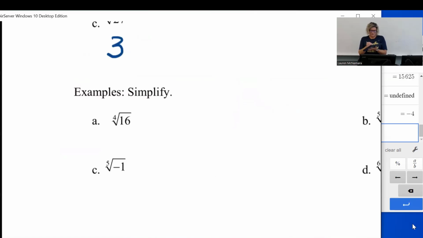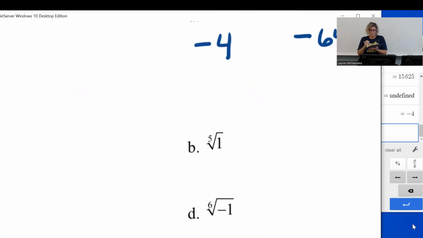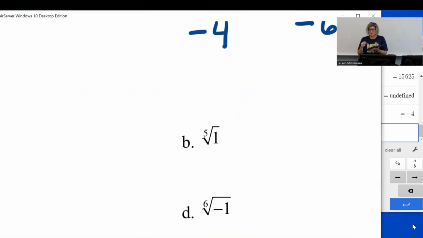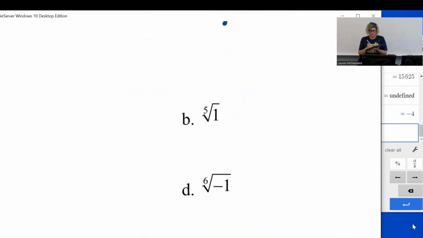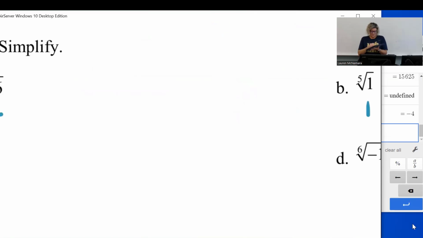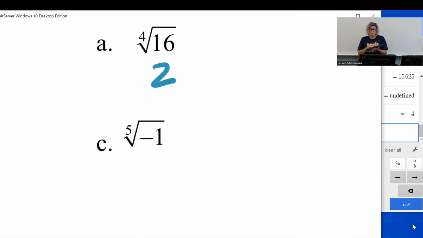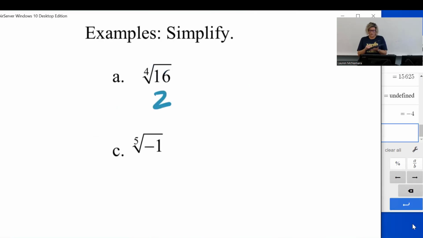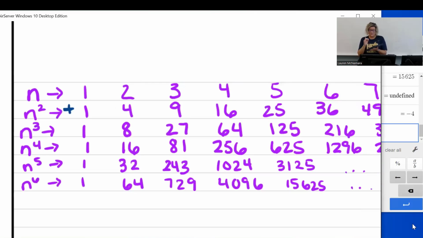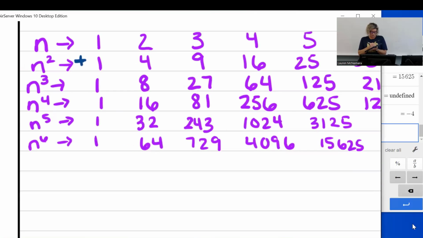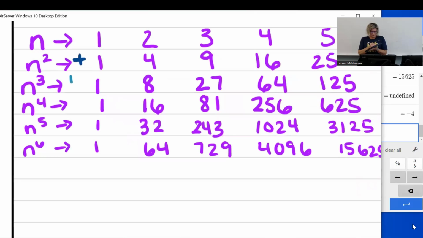So my answer here, 2. Then looking at my 5th root of 1. 1, remember, is a perfect everything, so that's just 1. The 5th root of negative 1. Well, the 5th root of negative 1, we didn't write it here. Remember, our cubes can be positive or negative. Our fourths, just so you know, can only be positive.